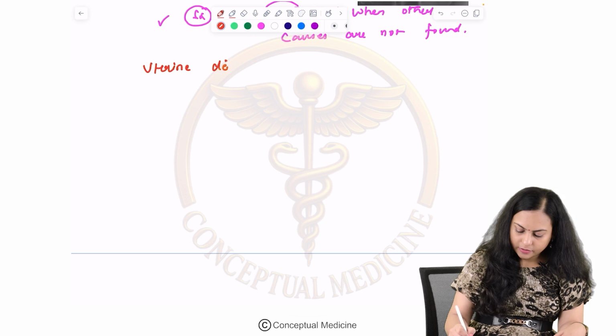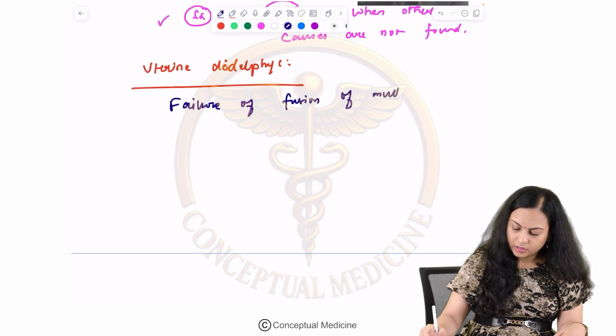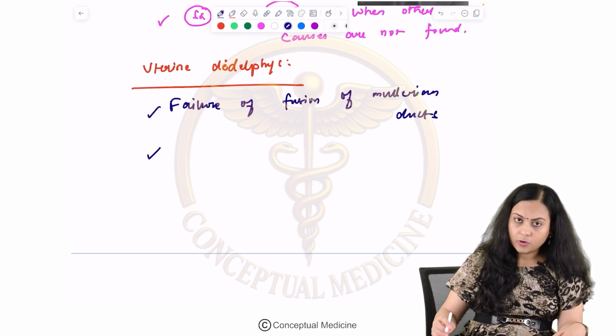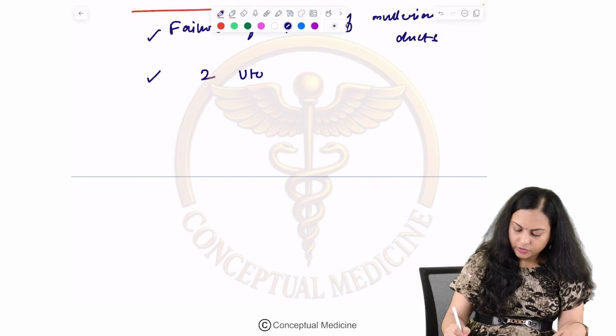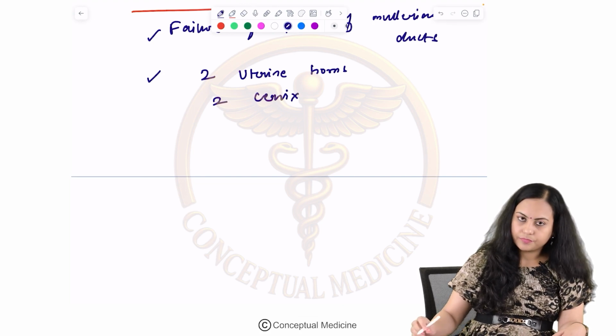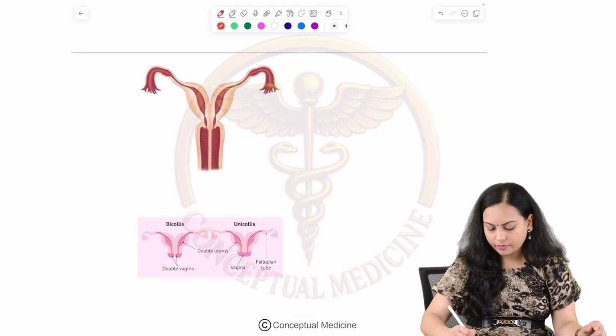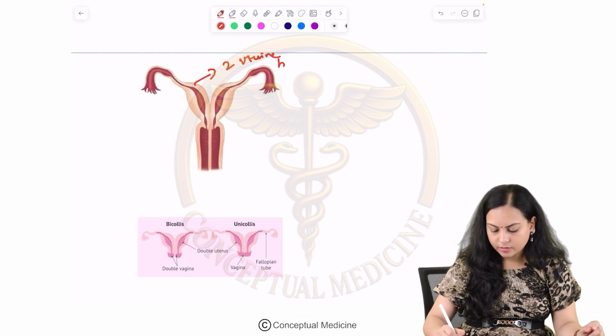We'll see about uterine didelphys then. Here you have complete failure of fusion of the Mullerian ducts. So what happens? You will have two uterine horns and two cervices as well. This is the picture of uterine didelphys. You have two uterine horns, number 1 and number 2, and you have two cervices as well, and two vaginas.